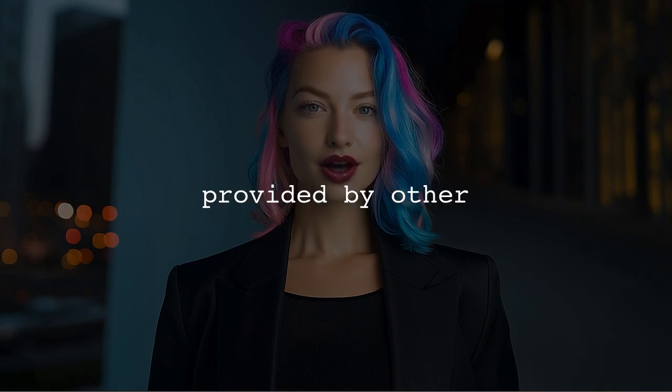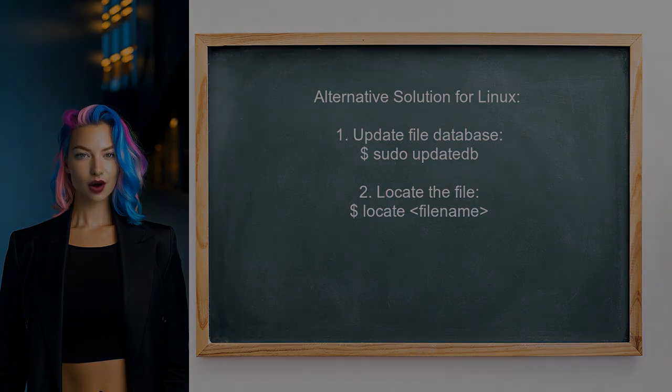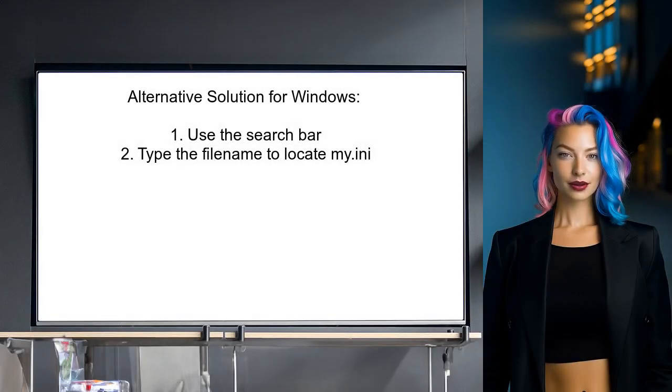Now, let's look at the answers provided by other users. One alternative solution for finding the my.ini file is for Linux users. You can use the locate command to find any file if you know its name. First, update your file database with the command sudo updatedb. Then, use locate followed by the file name to find it. For Windows users, you can easily find files using the search bar. Just type in the file name, and it will help you locate the my.ini file.